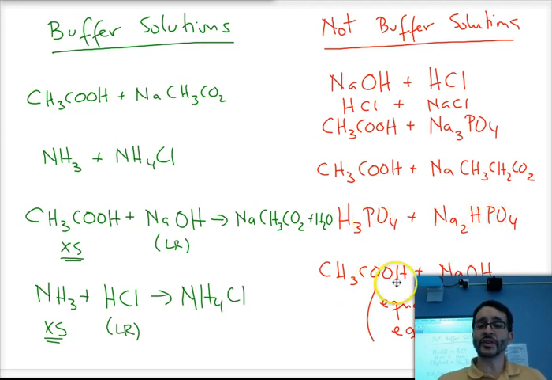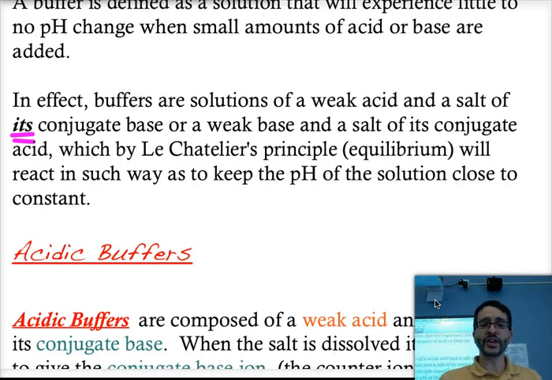Even if you have ethanoic acid and sodium hydroxide, if they're in equimolar amounts, meaning an equal number of moles of each, that's going to produce only sodium ethanoate, and there's going to be no leftover acid. That does not act like a buffer. So you need to have a weak acid and its conjugate base, or a weak base and its conjugate acid. All right, wonderful. So let's go ahead and continue.